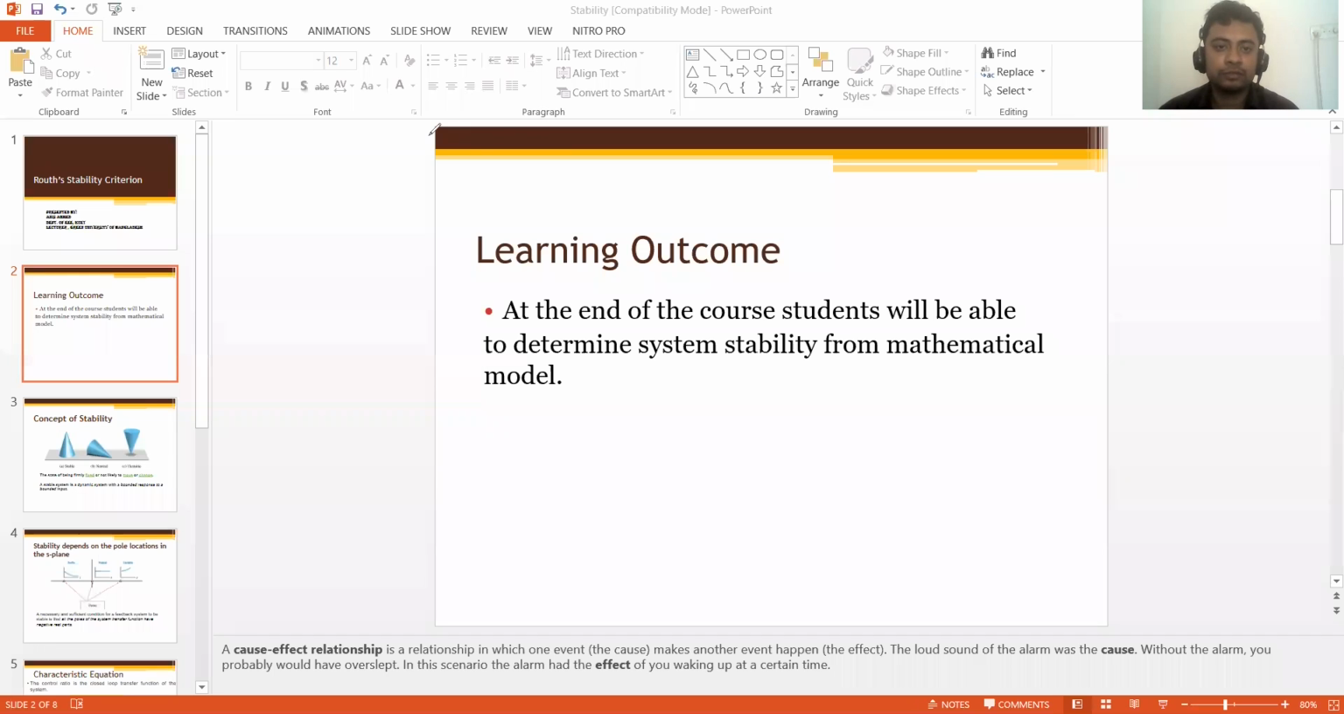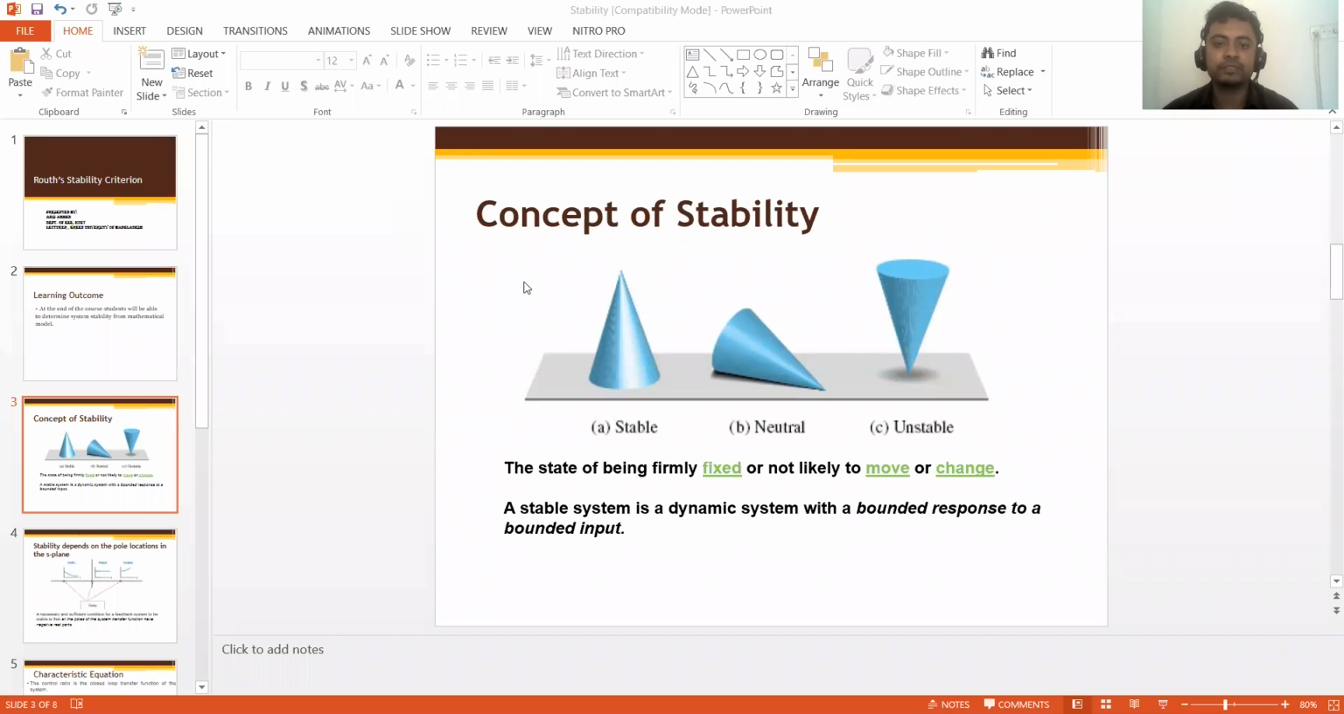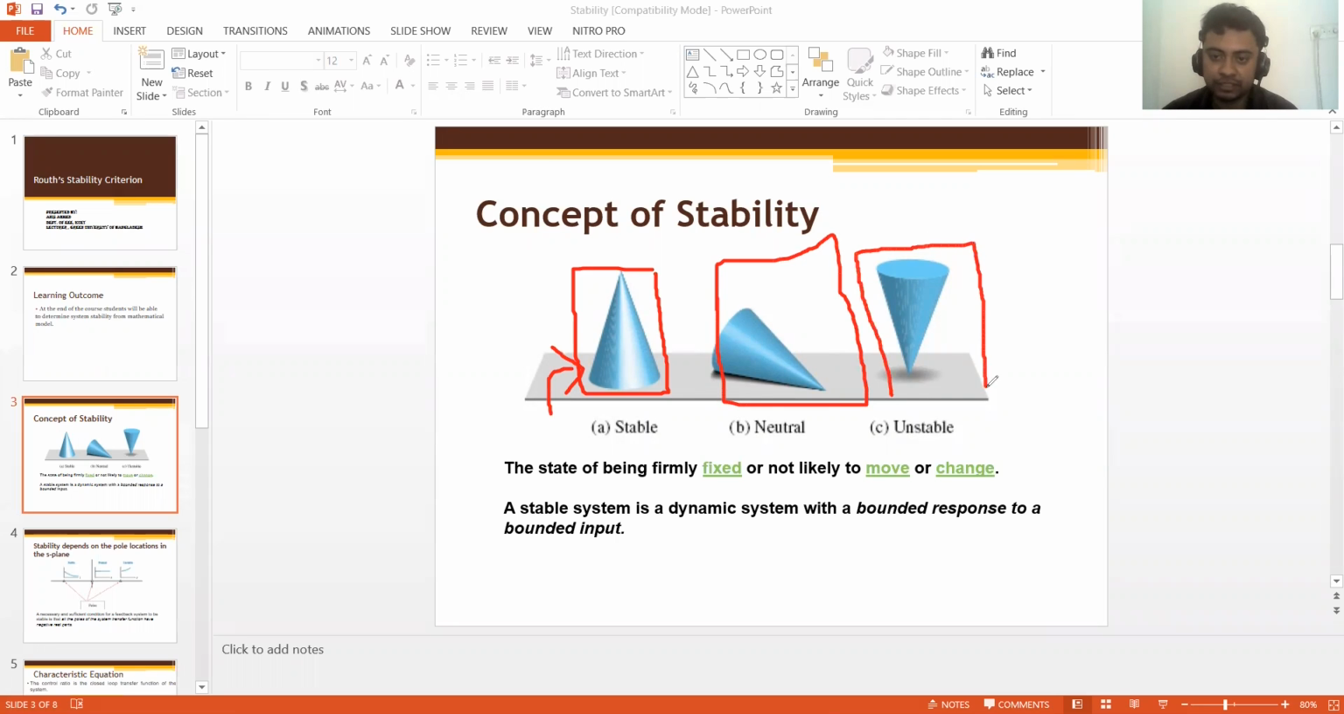So what is the concept of stability? The concept of stability is well understood by this picture. This material is stable. That means a large excitation is needed to change its state, and this is in neutral position. It's also called marginally stable. And the last picture demonstrates the unstable condition. It indicates that a small excitation can change its state.